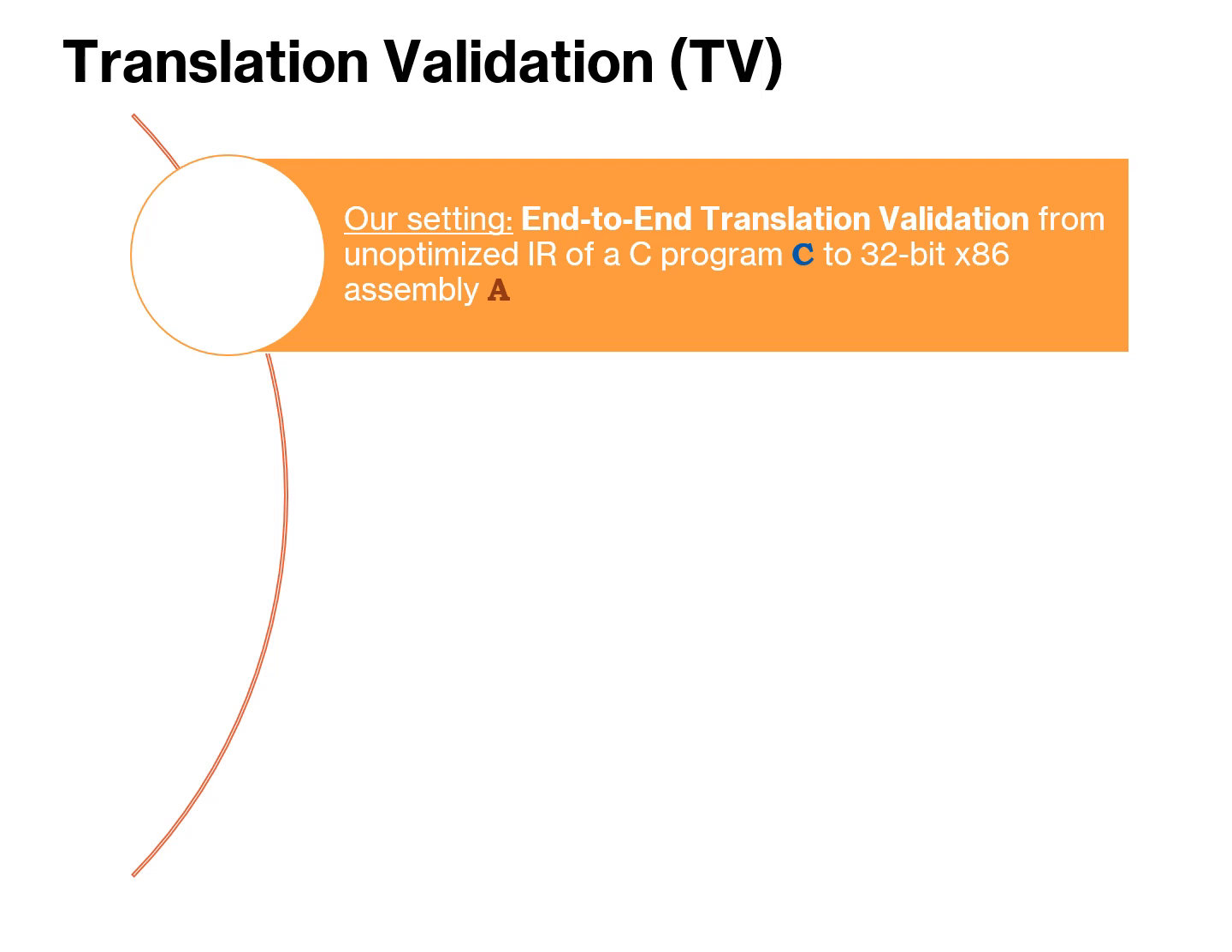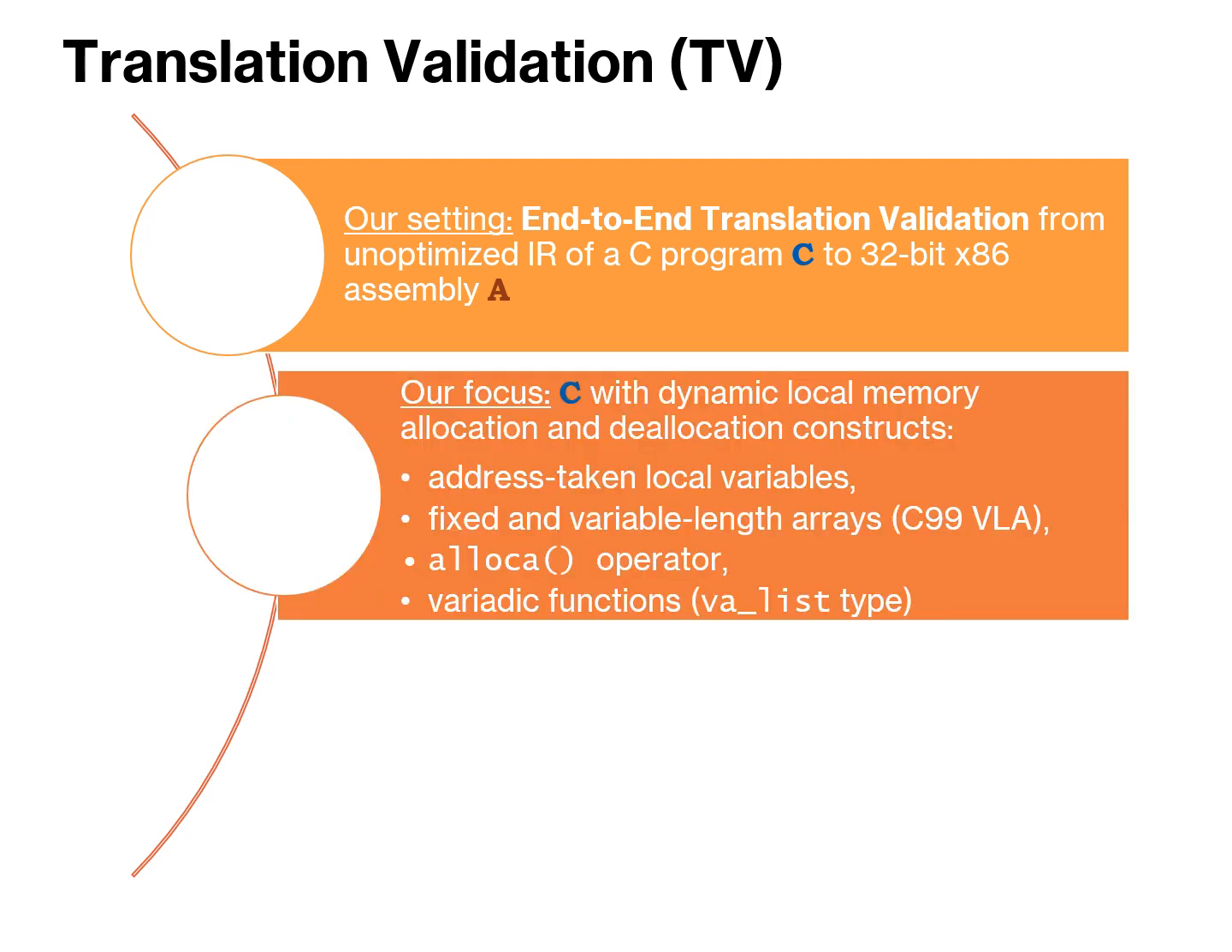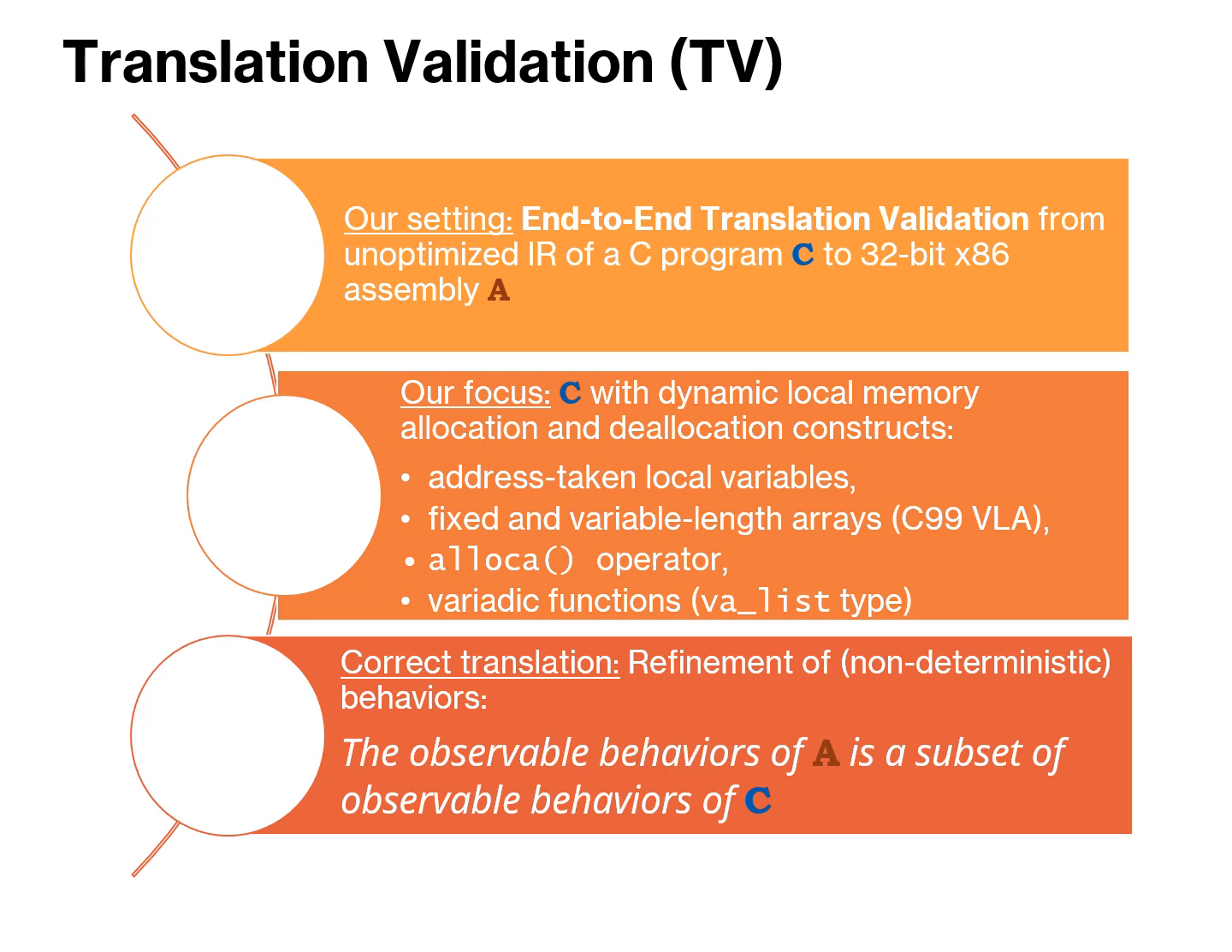Our setting is the end-to-end translation validation problem, where the two inputs are unoptimized IR obtained from a C program and 32-bit x86 assembly obtained from third-party compilation of the C program. We'll refer to the unoptimized IR as C and the assembly as A. In this setting, we focus on the case where C, the unoptimized IR, contains dynamic allocation and deallocation of local memory through constructs such as address-taken local variables, fixed and variable length arrays, the GCC alloca operator, and variadic functions. In this context, we define correct translation in terms of refinement of potentially non-deterministic behaviors. That is, in a correct translation, the observable behaviors of A are a subset of the observable behaviors of C.